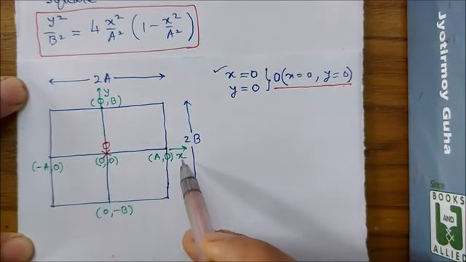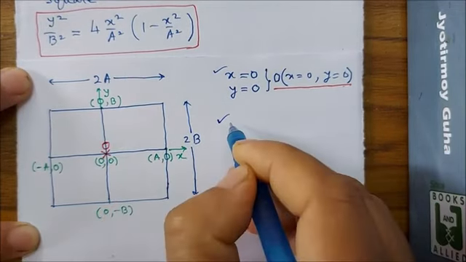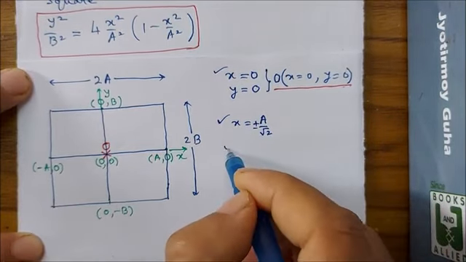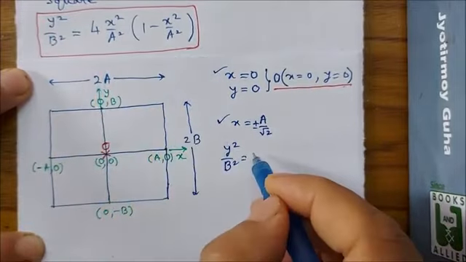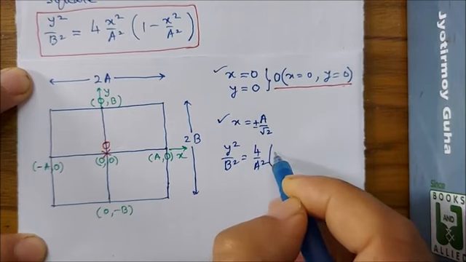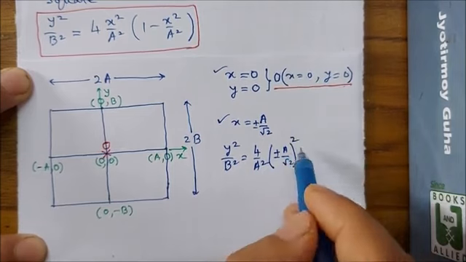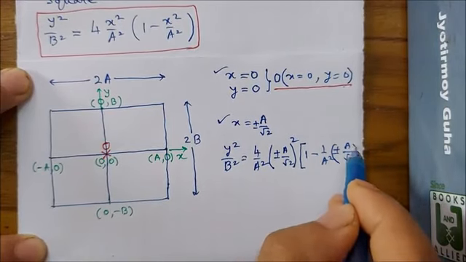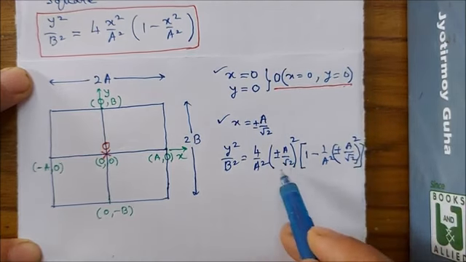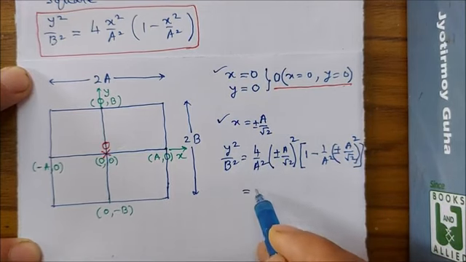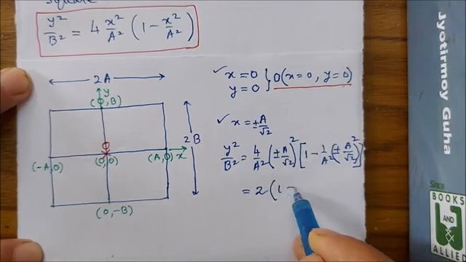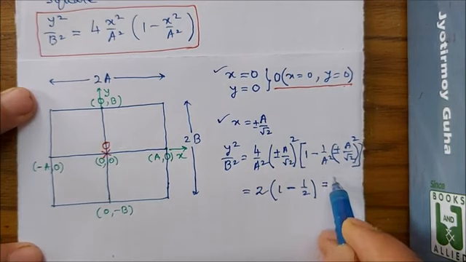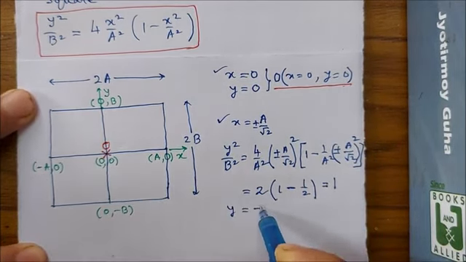Next, let us put x equal to plus minus a by root 2 in this equation to get, and then what we have from here is, clearly a's will cancel out and we will have a 2 coming out, which will cancel this 4, and what we have is 2, and here we have 1 minus, again a's will cancel out, and we have 1 by 2, and this gives us 1. So y is plus minus b.